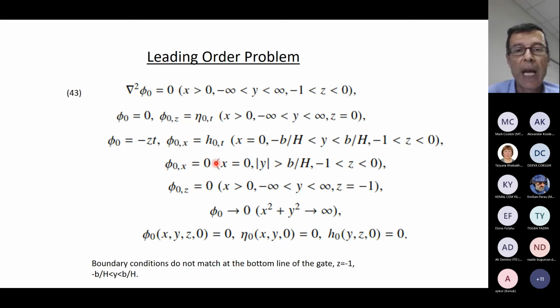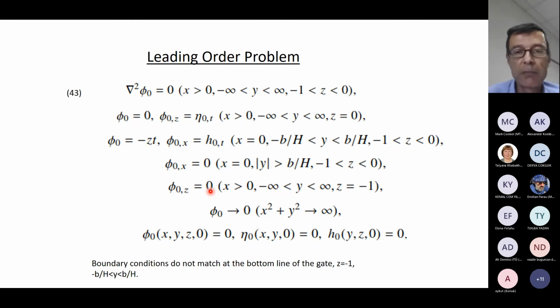And on the wall, outside the gate, the horizontal velocity would be 0. And at the rigid bottom, we have the slip condition. And this one is the radiation condition. And the fluid is at rest initially. Now, again, we have a mismatch of the boundary conditions. At the bottom line of the gate at z equals minus 1, this condition does not match with this one, similar to the mismatch we encountered in the first problem.